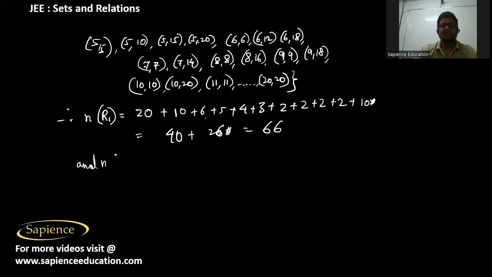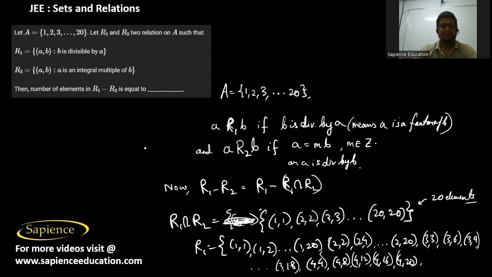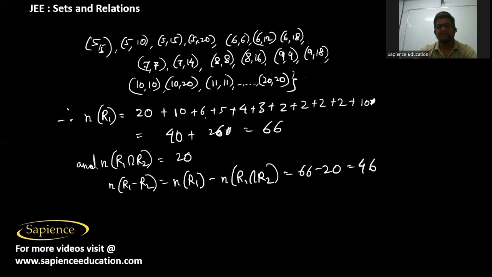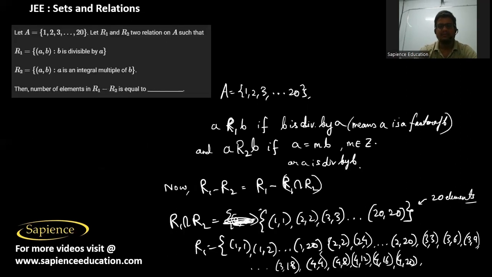And the number of elements in the relation R1 intersection R2 will be equal to 20. So 20 elements are there in R1 intersection R2, and that we have to subtract. So n of R1 minus R2 is equal to n of R1 minus n of R1 intersection R2. That will be equal to 66 minus 20, which is 46. So there are 46 elements in the relation R1 minus R2. So the answer is 46.